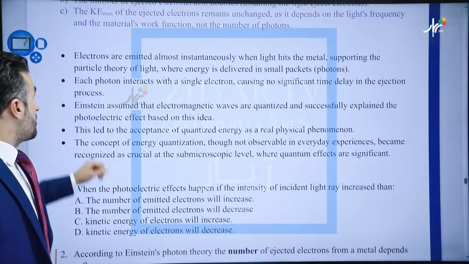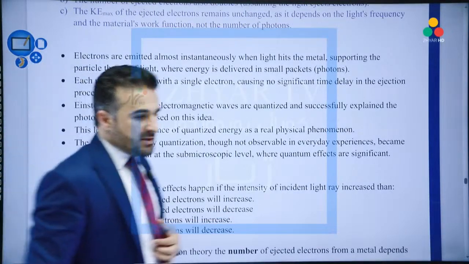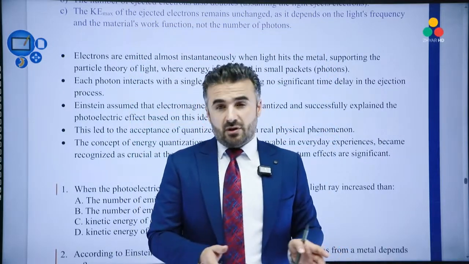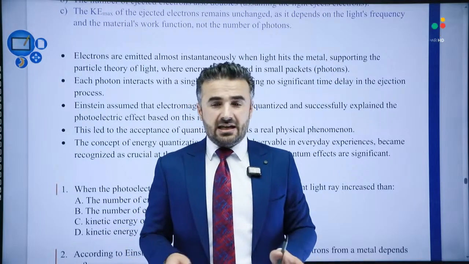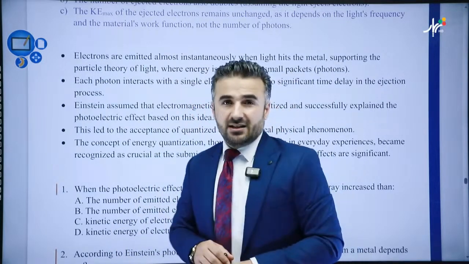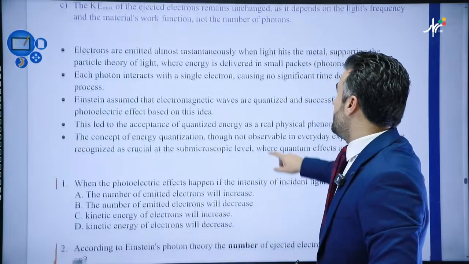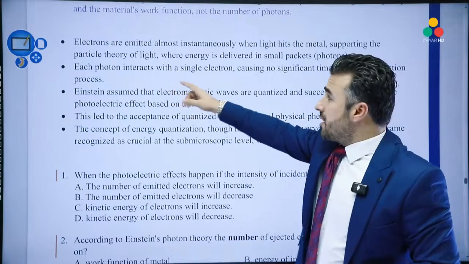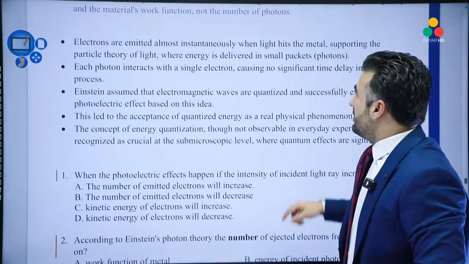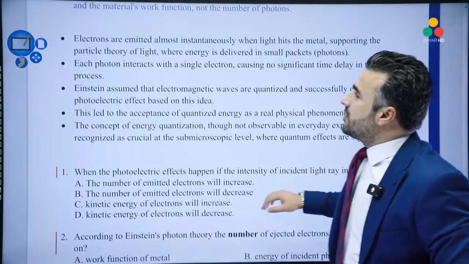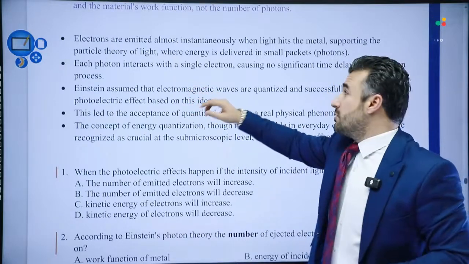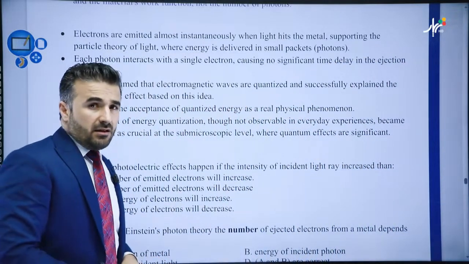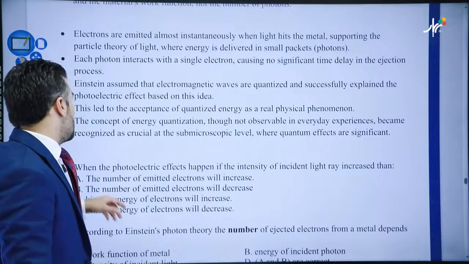And remember this, if the frequency of the photon is bigger than the threshold frequency, then electrons will be ejected immediately, or instantly, when light hits the metal surface, supporting the particle theory of light, where energy is delivered in small packets, or photons. Each photon interacts with a single electron, don't forget, causing no significant time delay between the landing photon and the electron ejection.